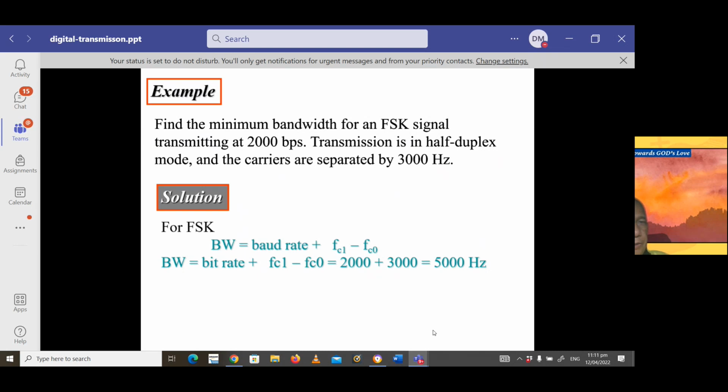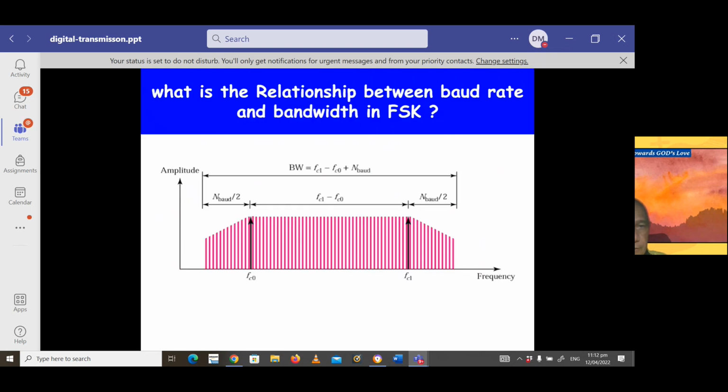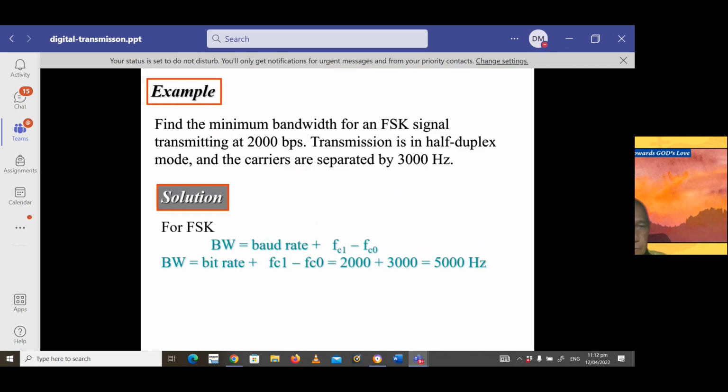Sample. Find the minimum bandwidth for an FSK signal transmitting 2 kilobits per second. Transmission is in half duplex, and the carriers are separated by 3,000 hertz. So these are our formulas. Bandwidth is equal to baud rate, and bandwidth is equal to baud rate plus FC1 minus FC0, or bandwidth can be equated to bit rate plus FC1 minus FC0. So 2K plus 3K, we have 5K. The minimum bandwidth for this is 5,000 hertz.